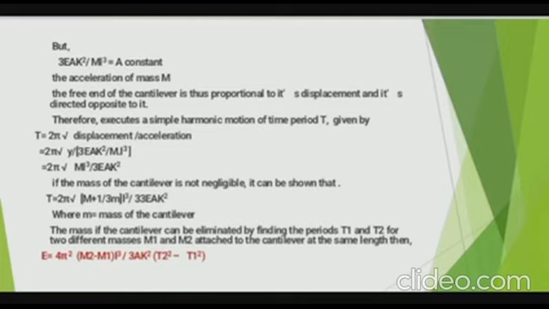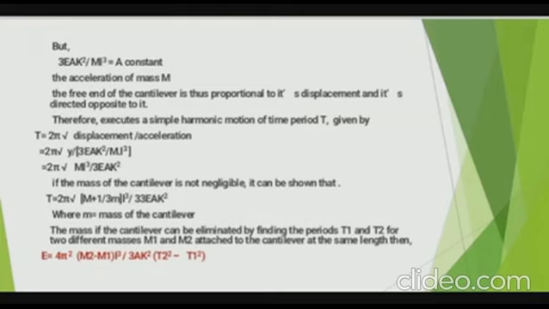The acceleration of the mass m, the free end of the cantilever, is thus proportional to its displacement and is directed opposite to it. Therefore, it executes simple harmonic motion of time period T given by T is equal to 2π root of displacement divided by acceleration, which is 2π root of y divided by 3 E A K² y divided by m L³, so T is equal to 2π root of m L³ divided by 3 E A K².